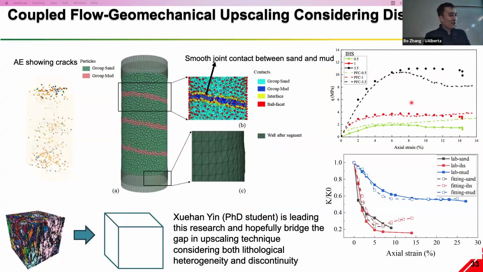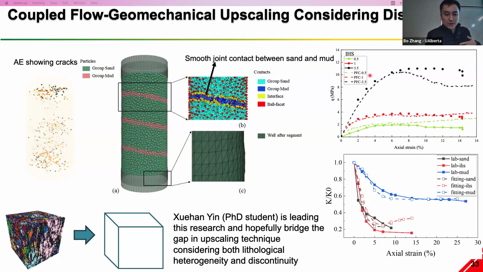I know Dr. Rick mentioned, why don't you use 3DEC? We started with PFC first to see how it works, and we reproduced a model using PFC. Actually, Xuehan did this. She is sitting in the back, and she used mud layers that have smaller grain sizes and sand layers with bigger grains. She also used a smooth joint contact between the sand and mud, so we can possibly model the slip between the sand and mud layers.